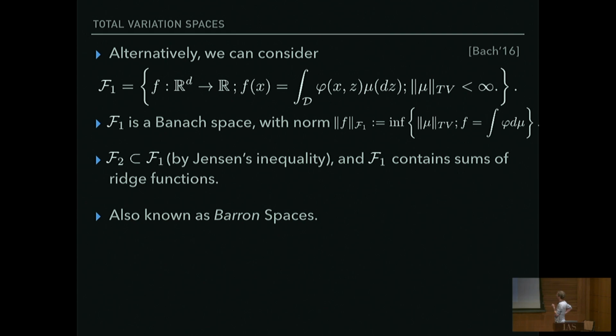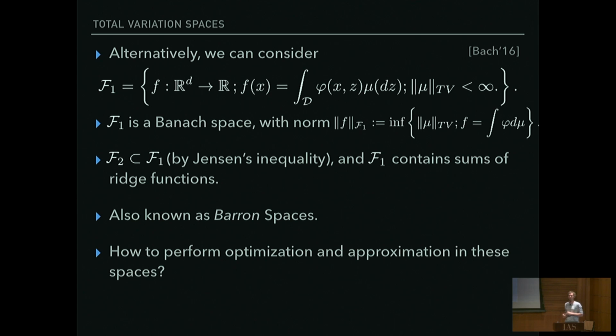So I'm going to allow for functions that I can write as an integral over neurons, and I just want the total variation of that measure to be finite. We know by Jensen that this space is bigger than F1, and this is also known as the Barron spaces. And so, of course, the question is, how can we perform approximation and optimization in that space? How can we find low complexity measures in that space?